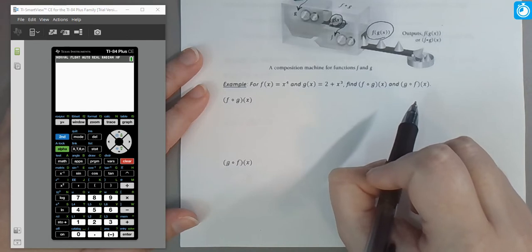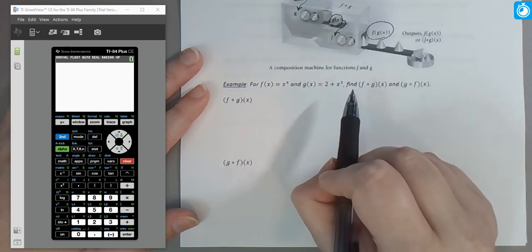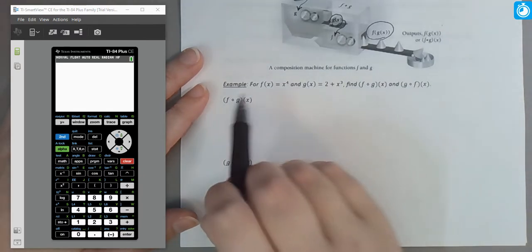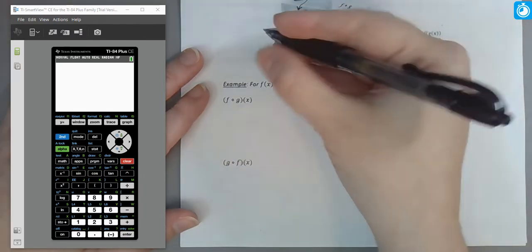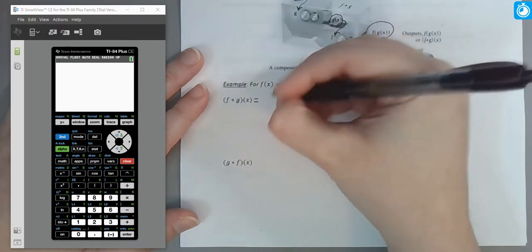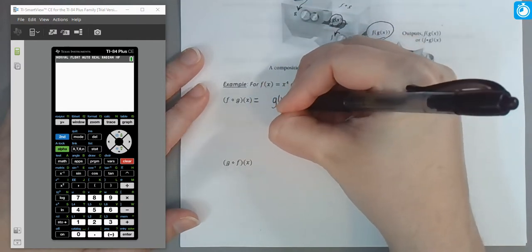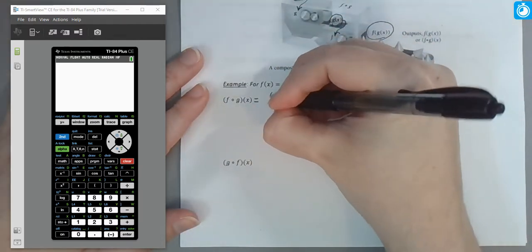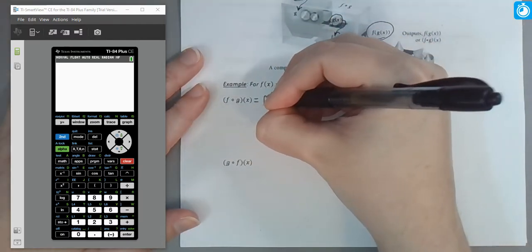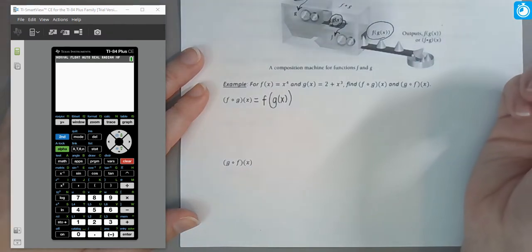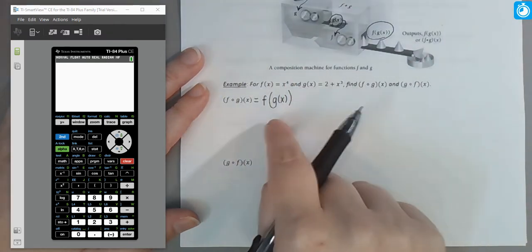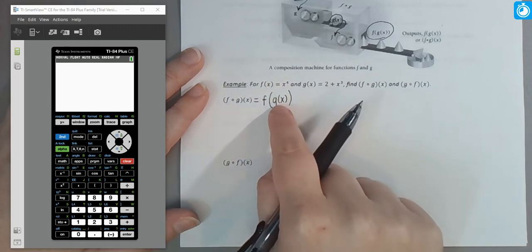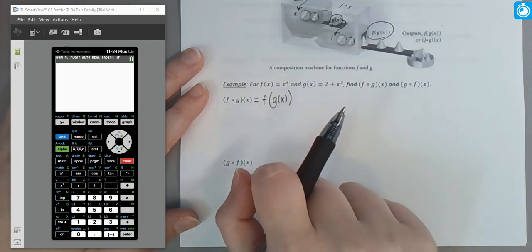And as we mentioned before, they're not necessarily commutative, so we're going to compare these two and we'll see if they end up being the same. So f composed with g of x means literally that we're taking the function g of x and we're treating it as one unit as the input for the function f. So what this means is that wherever we see an input for the function f, we're going to substitute in g of x, whatever g of x happens to be.